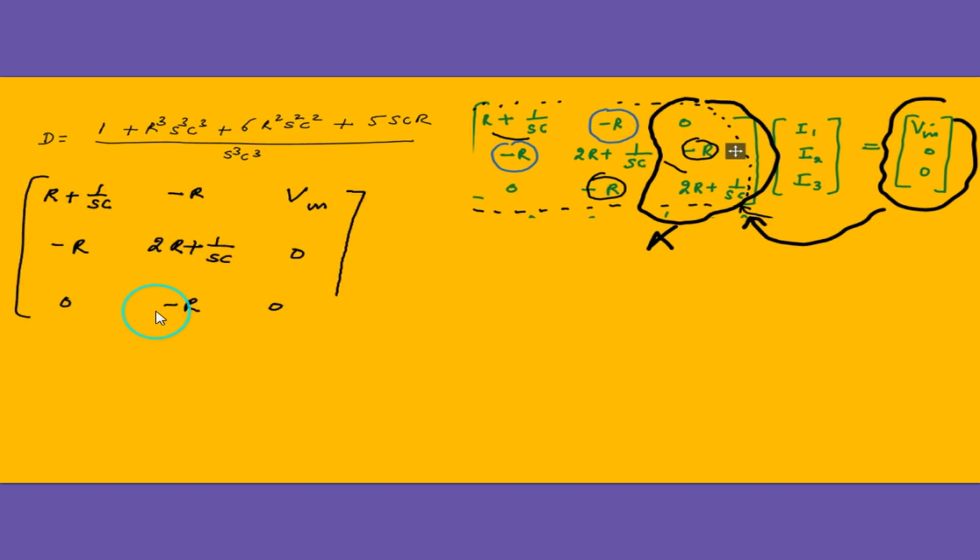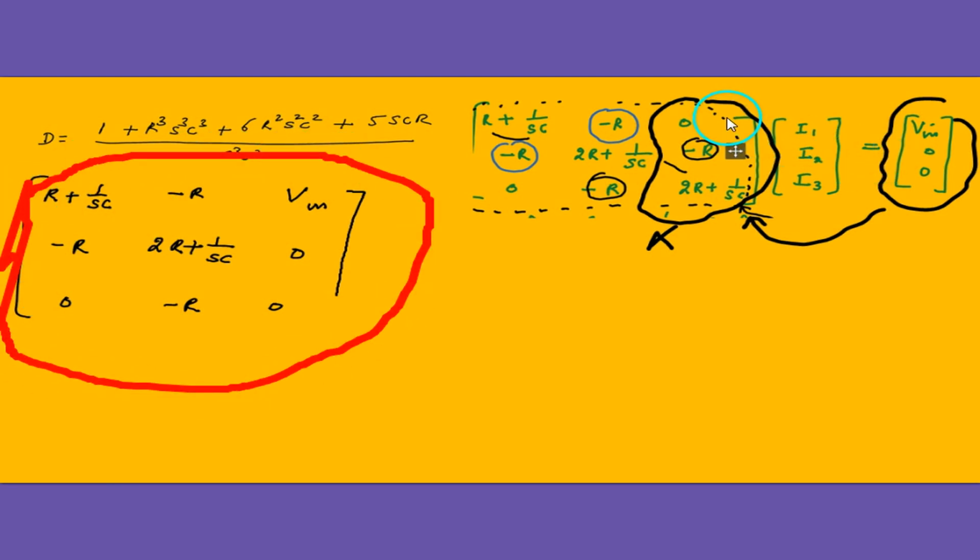Now we will solve for D3. This is D3, where this column is replaced with this one. Okay, then we call it D3.